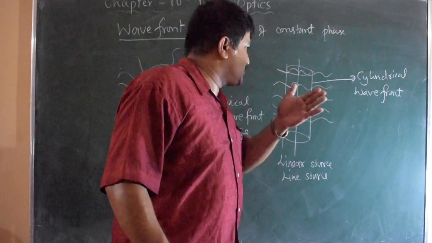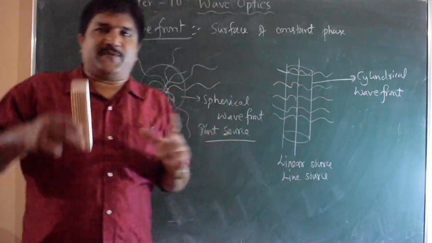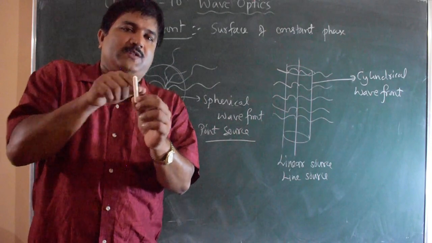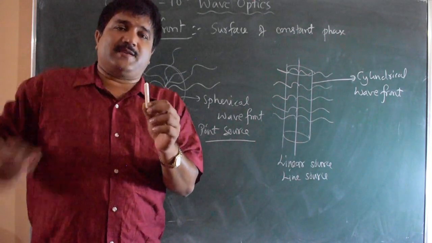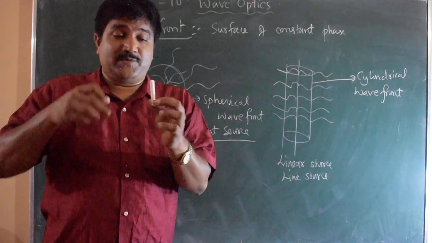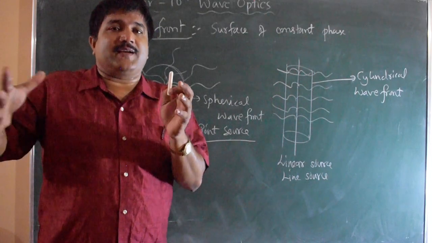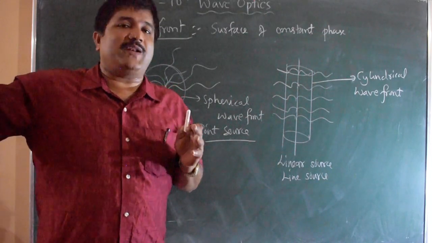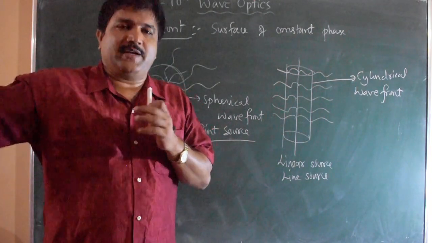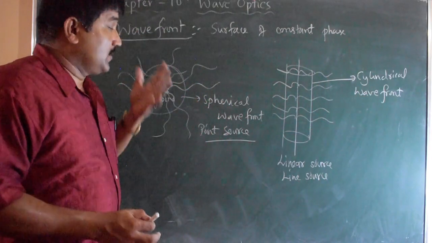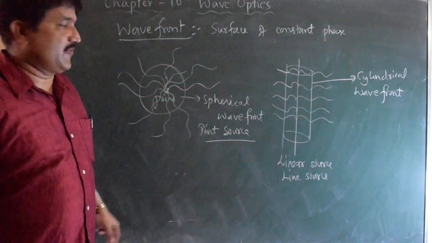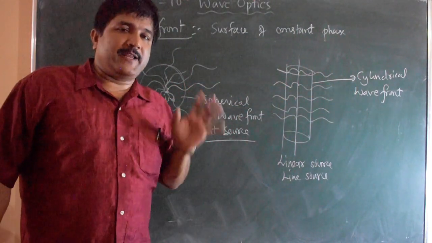Light is going this way, inside, all around from a line source. This is the source of light, and the light waves go all around. If we join all the points having the same phase, we get a cylindrical wavefront, and that cylindrical wavefront will advance in all directions. So from a linear source, a line source, we get a cylindrical wavefront. From a point source, we get a spherical wavefront.